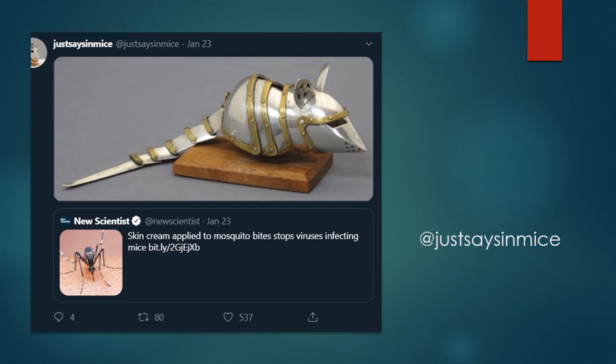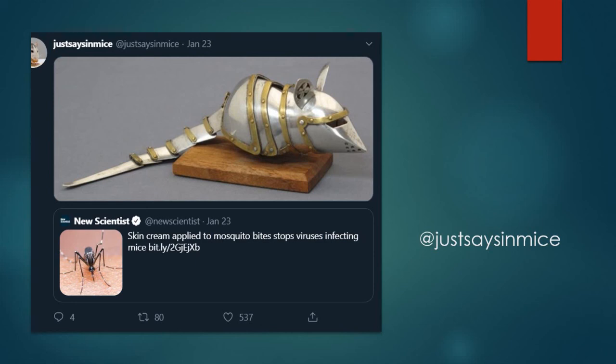Here's another one of my favorite science Twitter accounts. It's called Just Says in Mice. This is dedicated to retweeting science news articles. So, skin cream applied to mosquito bites stops viruses infecting mice. So this one actually did say mice.